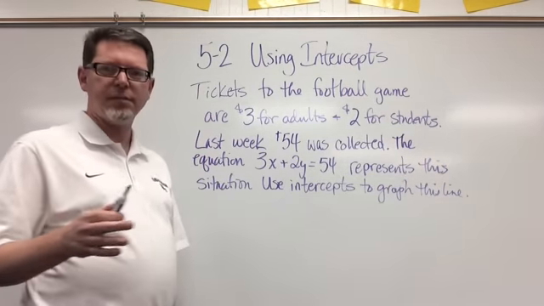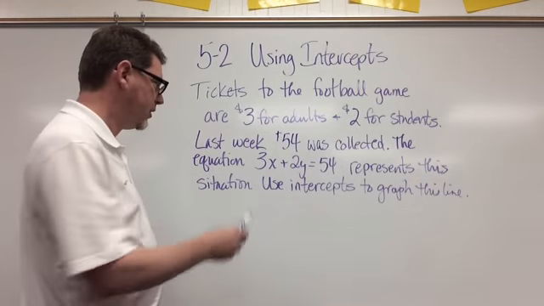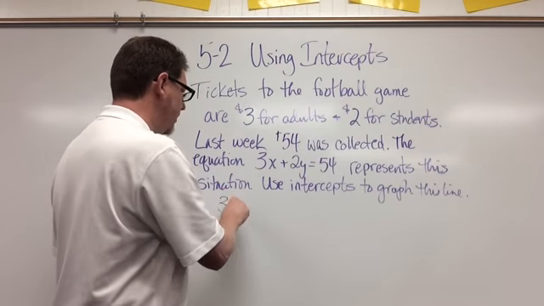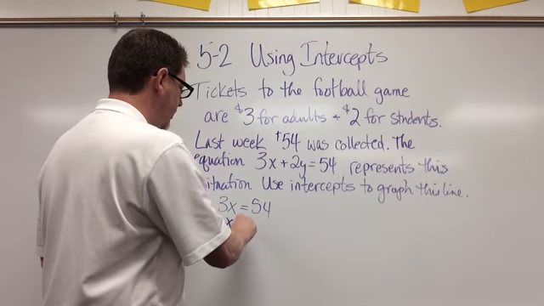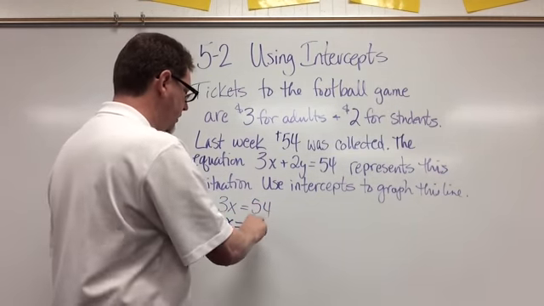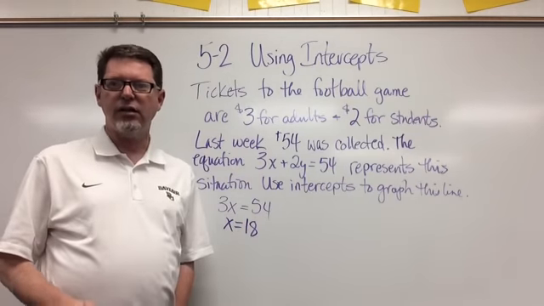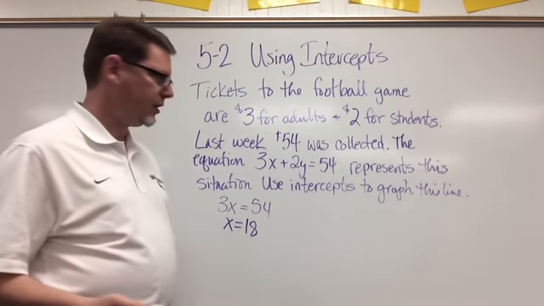With the x-intercept, I know that y equals 0. So I'm going to just have 3x equals 54. So x equals, 3 goes into 54 18 times. So x is 18. So my x-intercept is 18.